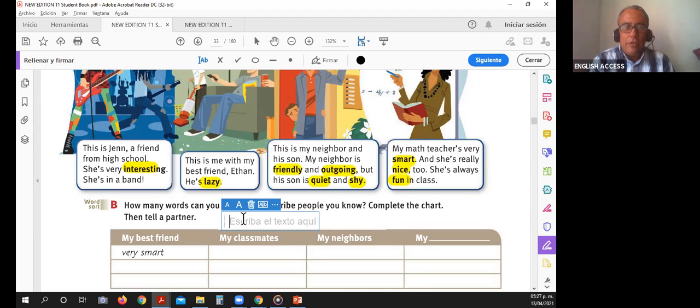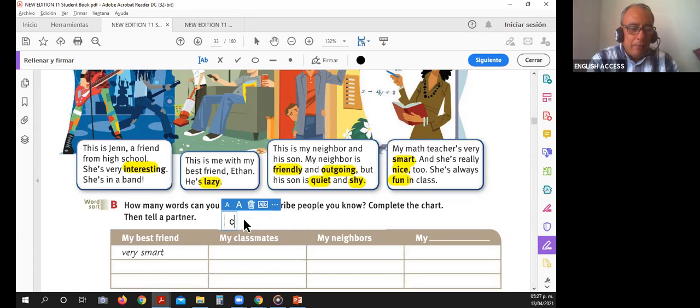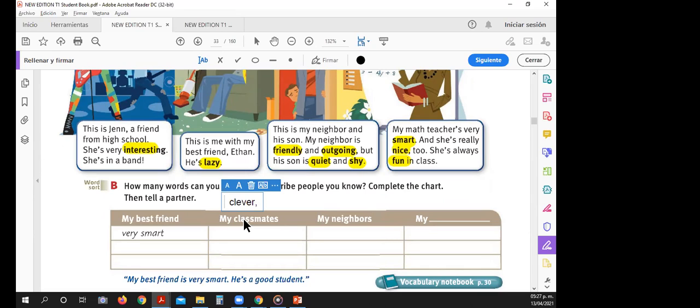Maybe there is another adjective to describe people. Crafty, astuto, crafty, okay, algo así. I can say clever. Can you repeat that word again, Fatima? Crafty, algo así era. Crafty.